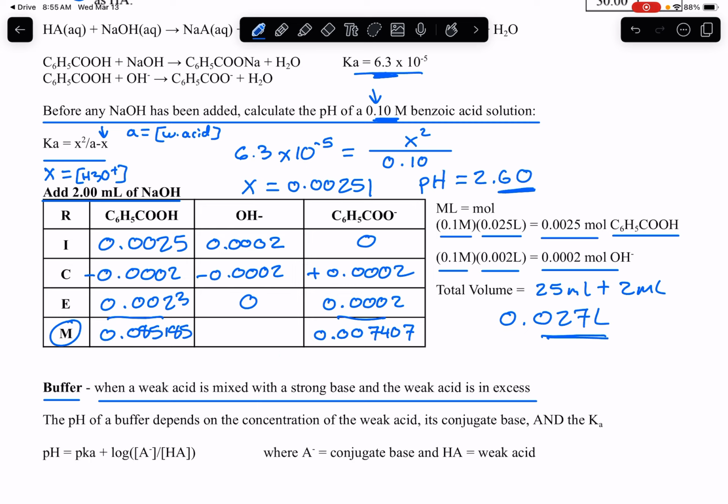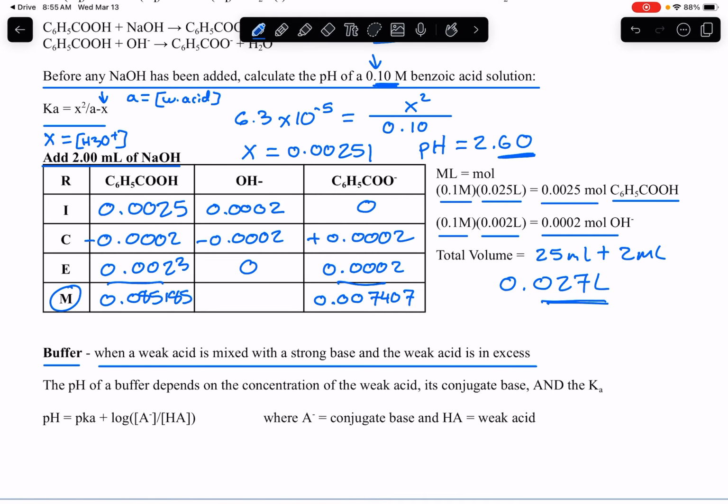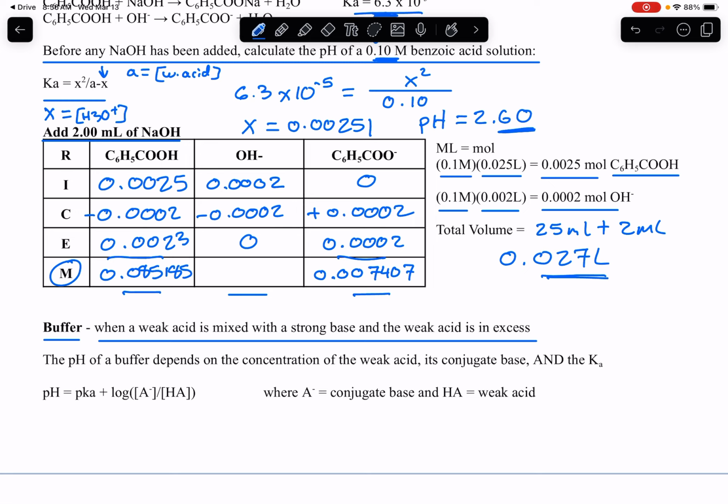This is a buffer. You can also realize that a buffer is when you have a weak acid and its conjugate base in large amounts in the solution. If all you had was just a weak acid dissolved in water and you don't mix it with anything else, yes, you technically have a weak acid and its conjugate base, but because weak acids dissociate so little, the amount of conjugate base you have is not very much. But when you've mixed in some sodium hydroxide, we now do have a significant amount of conjugate base. So this is a solution of a weak acid with its conjugate base. That is a buffer.